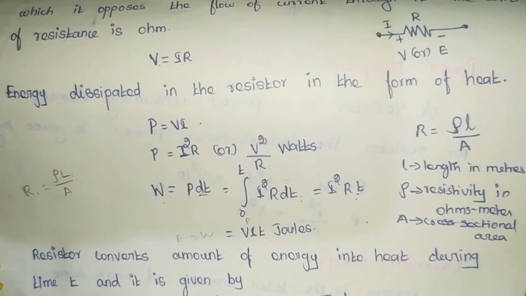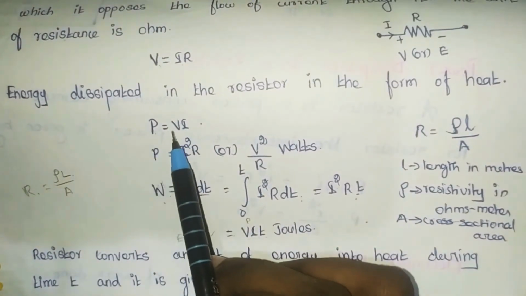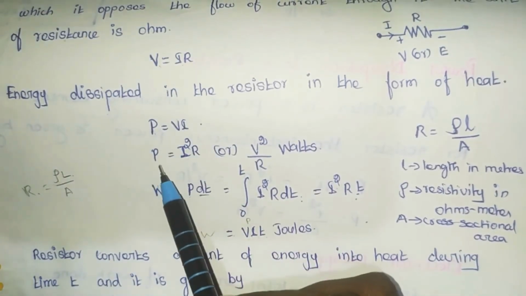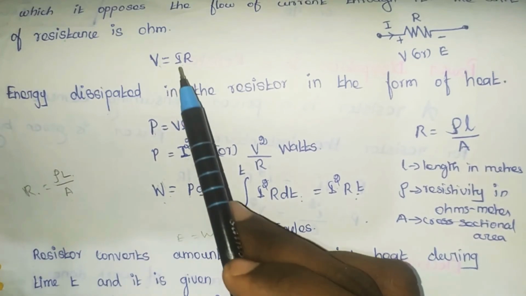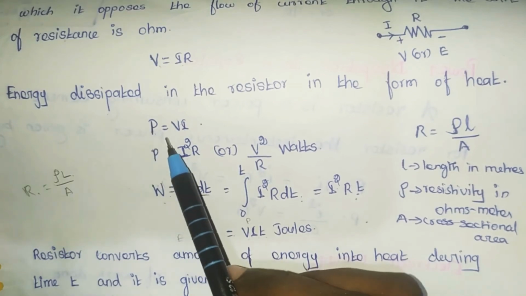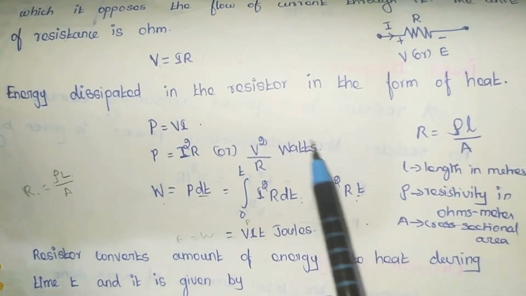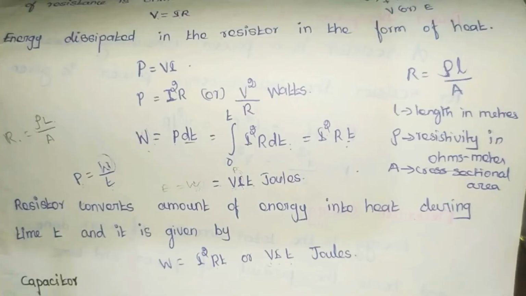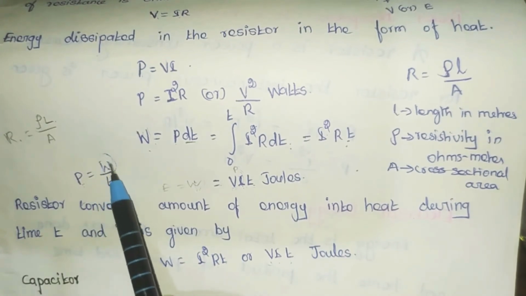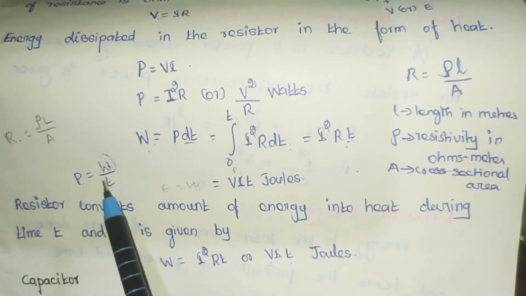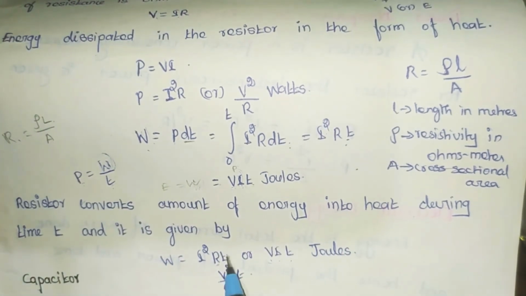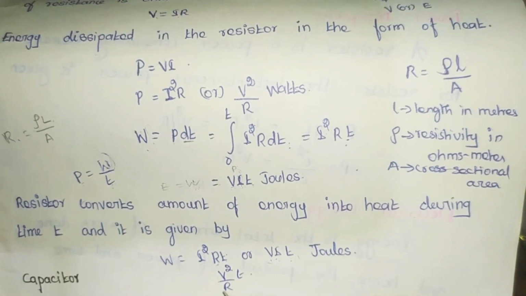The power dissipation in a resistor is calculated by the formula P is equal to V into I. If I substitute V is equal to IR here, I will get another formula for power, that is P is equal to I square R. If I substitute I, that is I is equal to V by R here, I will get another formula for power, P is equal to V square by R, and unit of power dissipation is watts. The rate of change of energy with respect to time is known as power. So if you want to find the formula for energy, you have to multiply power with time. So energy will be equal to I square RT or V into I into T, otherwise V square by R into T.